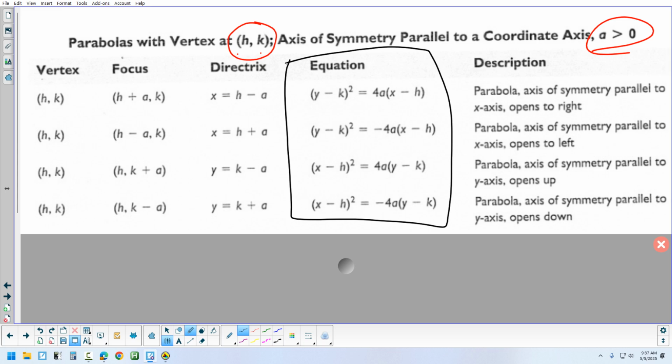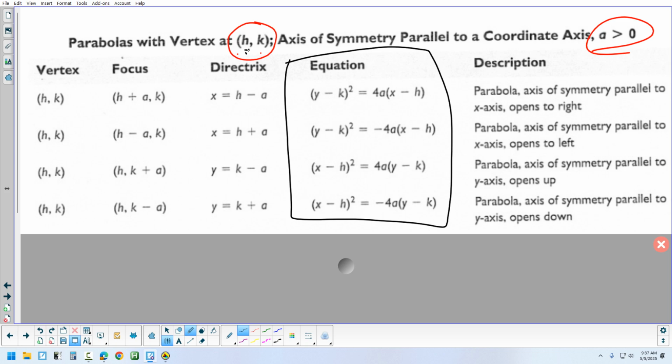all. Okay, so they all follow the basic pattern we had before. Something squared equals 4 times A times something. The difference is the X has a minus H with it. The X and the H always stay together. H tells you the left and right movement of the vertex, and the X is the axis that goes left and right. So that's why you keep X and H together.